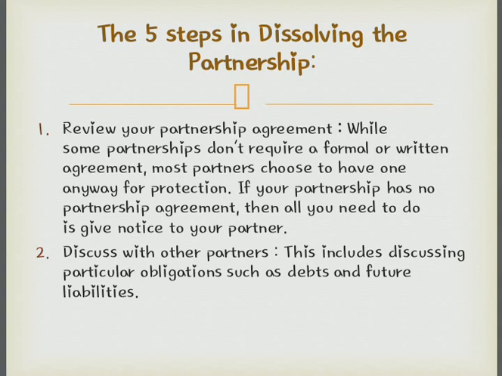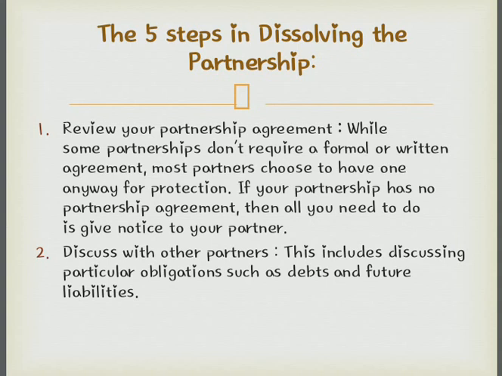The next slide is the five steps in dissolving the partnership. The first one is review your partnership agreement. While some partnerships don't require a formal or written agreement, most partners choose to have one anyway for protection. If your partnership has no partnership agreement, then all you need to do is give notice to your partner. And the second one is discuss with other partners. This includes discussing particular obligations such as debts and future liabilities. You may want to outline your plan for dissolution in a meeting to ensure that a satisfactory resolution is reached.